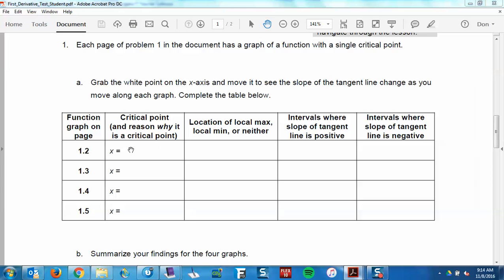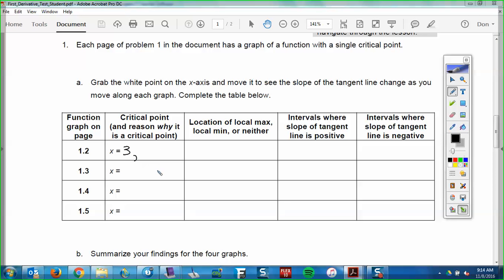So what would you say? Well, you'd say x equals 3, and then why is it a critical point? Because the slope is 0. So I would just say f prime of 3 equals 0. You just write that right in there.